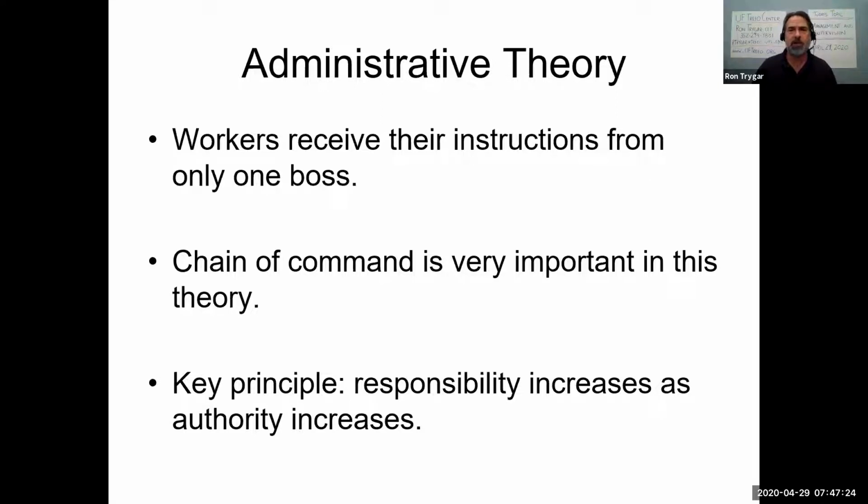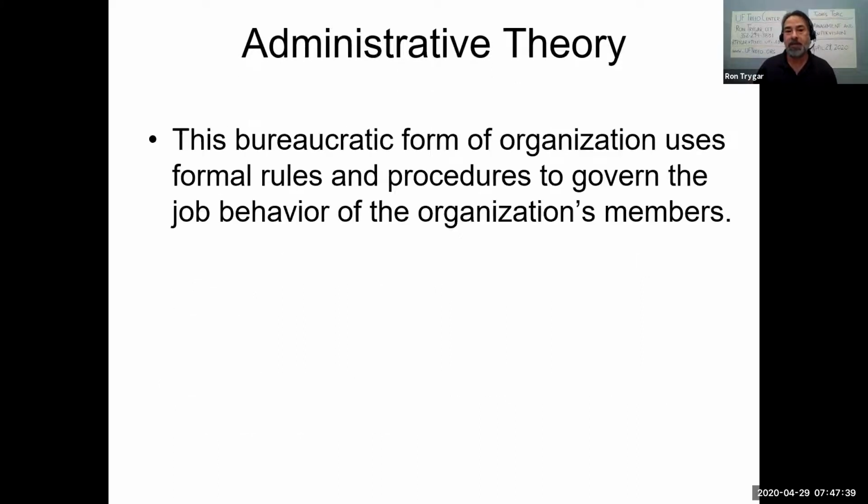So we're going to be talking a little bit more about power and authority here shortly, but this is your first step into it. So the key principle here is that the higher up you go, the more authority you have, the more responsibility you have. So the administrative theory is also considered a bureaucratic form of organization which uses formal rules and procedures to govern the job behavior of the organization's members, which means employees.